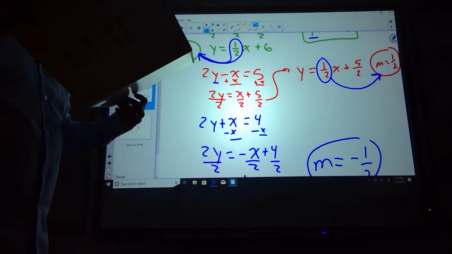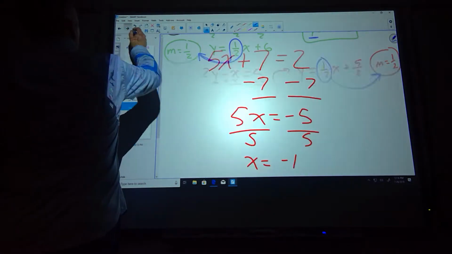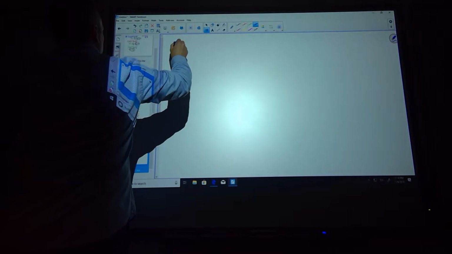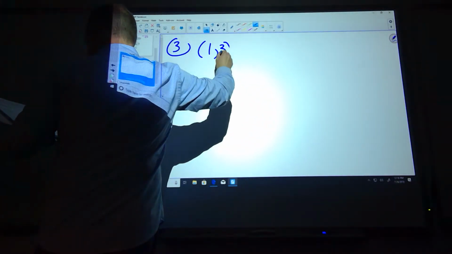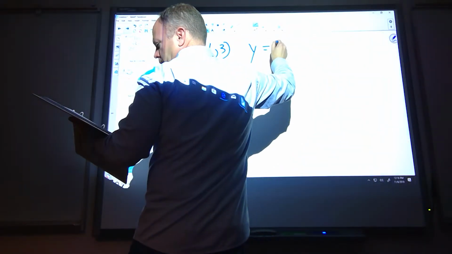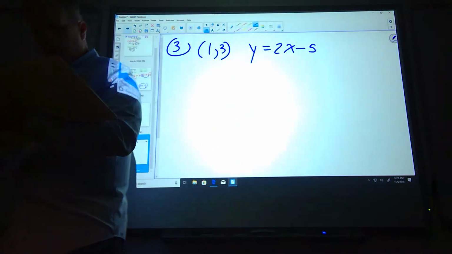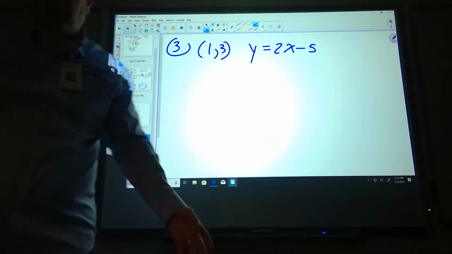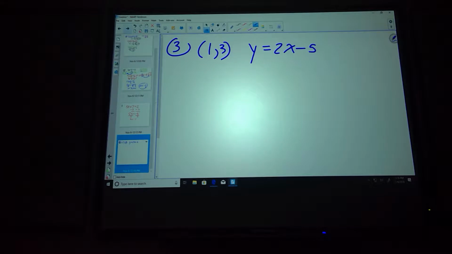All right, taking a look at number 3. And again, this is great review for y'all for the quiz that we have coming up. So we want to find the line that's parallel to this that also contains the point 1, 3. So is this problem set up to see the slope right now? No.